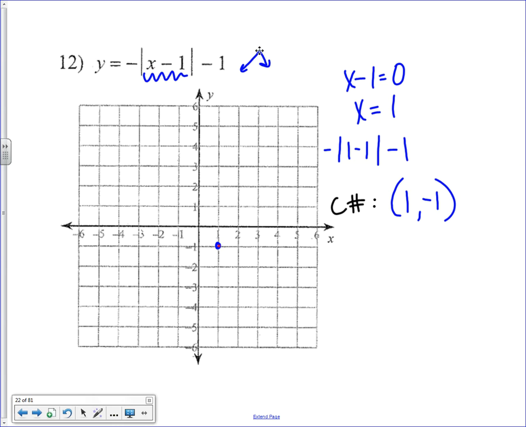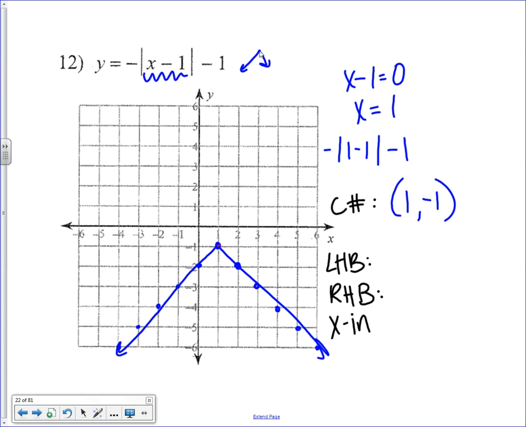What's my slope? So that means I'm going where? Yeah, because this is a negative absolute value, it's going to be going down. Let me get the rest of my stuff up here. Okay, how about left and right hand behavior? How about my x-intercepts? How about my y-intercept?